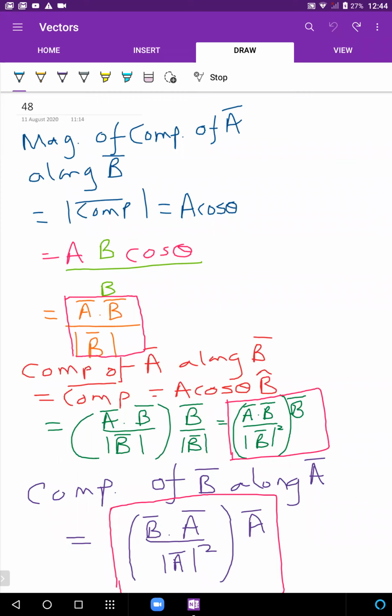No, options will never have both. Nobody is going to test that. Options won't have both vectors and numbers. Don't worry about that. But be clear, magnitude would mean a number. The component itself is technically a vector. Just keep that much clarity, technically speaking.